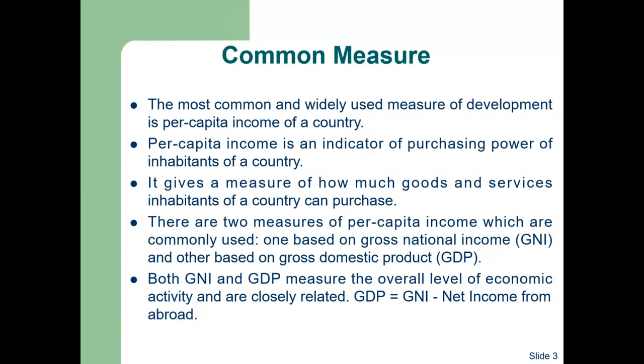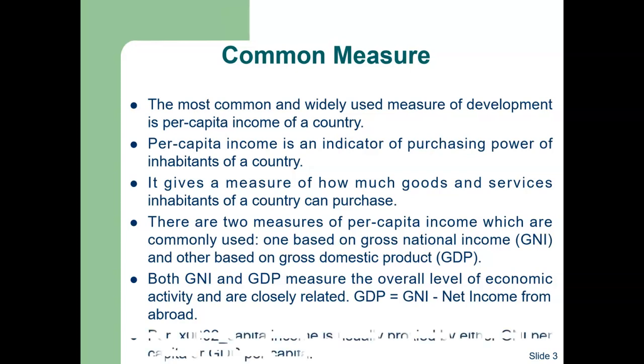One is based on gross national income and the other one is based on gross domestic product. Both GNI and GDP, that is gross national income and gross domestic product, measure the overall level of economic activity, and both of them are closely related. For example, if you know one, you can calculate the value of another. If we subtract net income from abroad from gross national income, then what is left is known as gross domestic product, or gross national income is equal to GDP plus net income from abroad. Per capita income is usually proxied by either GNI per capita or GDP per capita.